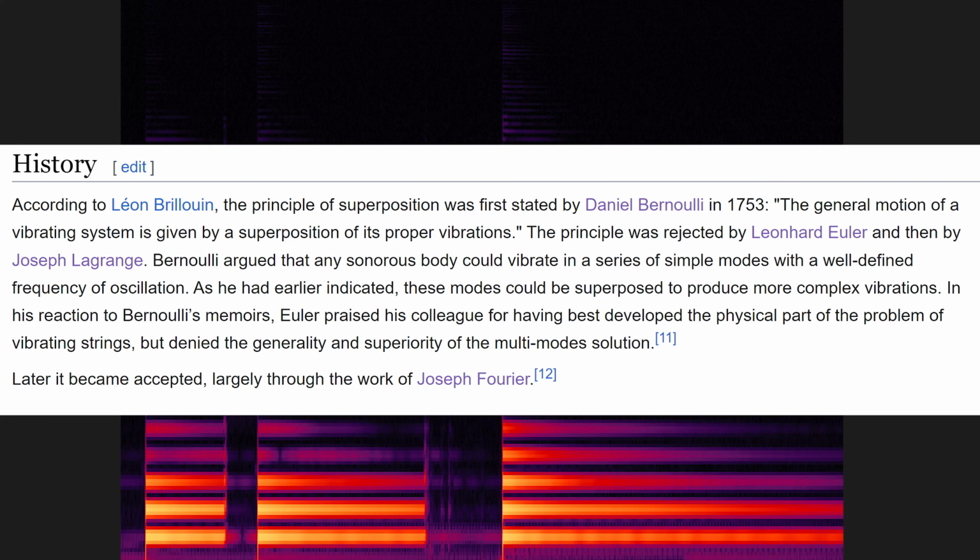If we look at the wiki page for superposition principle, it says Bernoulli had the right idea about the nature of waves. But Euler and Lagrange, who were the greatest mathematicians at the time, thought it was just a mathematical trick rather than a physical principle. And only after the works of Fourier, the superposition principle was accepted as mainstream.